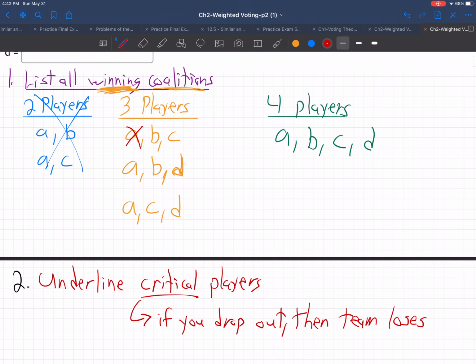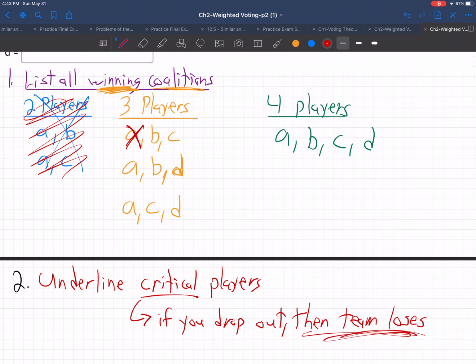If A drops out of this team, we're not doing this, right? This is gone. None of those were winning teams. But these are all these, and these. Those are the winning teams. 3 3-player teams and 1 4-player team are winning teams. So how about if A drops out of this team? Does it become a losing team? That's what it means to be critical. You drop out, then the team loses. They had to have you. If you drop out, they lose.